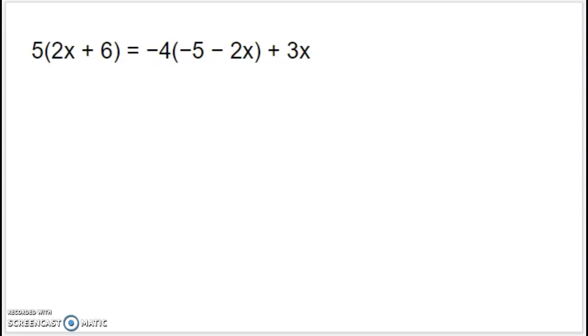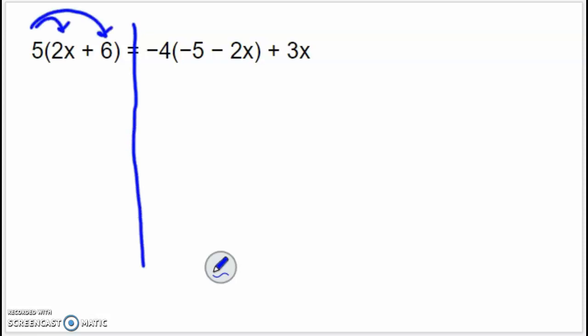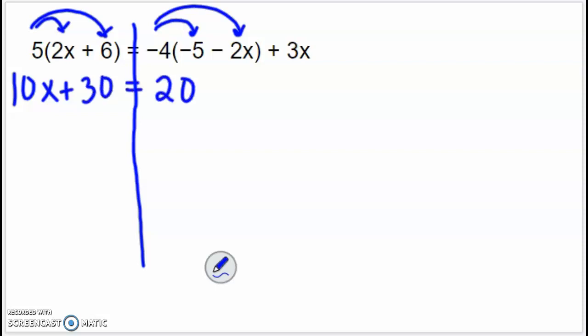All right, last but not least, this is a fun one. So again, write it, pause the video, see if you get the same thing as me. I have 2 distributive properties, so I'm going to do them at the same time. So I get 10x plus 30 equals 20 plus 8x plus 3x. It gets kind of tricky with all these negatives, so just be careful.